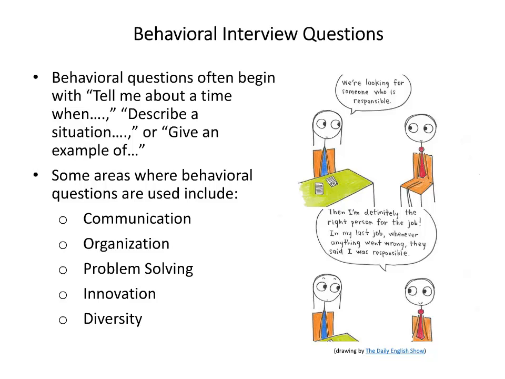Questions are designed to uncover the extent to which a candidate possesses key characteristics and competencies essential for effective job performance. Behavioral questions often begin with, "Tell me about a time when," "Describe a situation," or "Give an example of." Some areas where behavioral questions are used include communication, organization, problem solving, innovation, and diversity. At the end of this training, you will find a resource link to a UNC handout that expands on using behavioral-based interview questions.